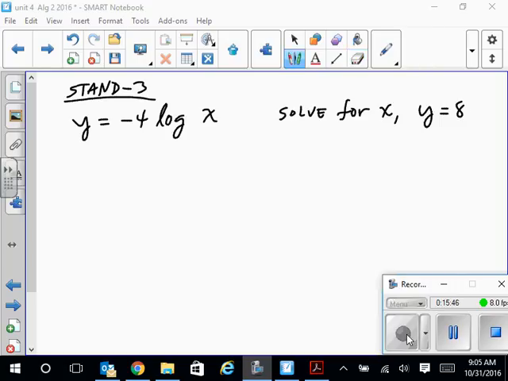We're going to divide it. This is -4 times log x. The inverse of multiplying is what, someone? Division. We get our -2. We have our log x.